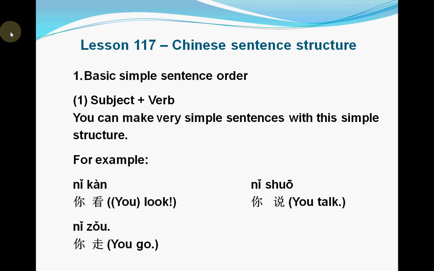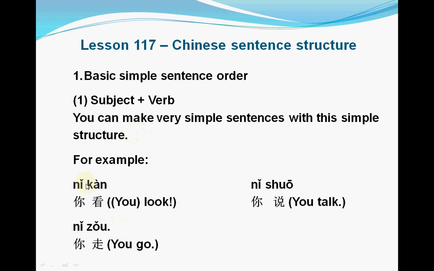Last time we talked about some sports in Chinese. Today we will talk about some Chinese sentence structures. Okay, let's start with the basic simple sentence order. That means in what kind of order we put the words in the Chinese sentence. First is a very simple one. We only have subject and verb. You can make very simple sentences with this simple structure.